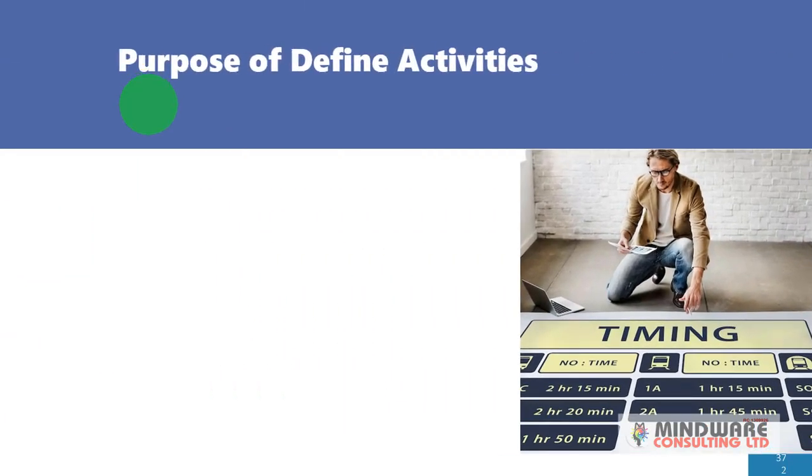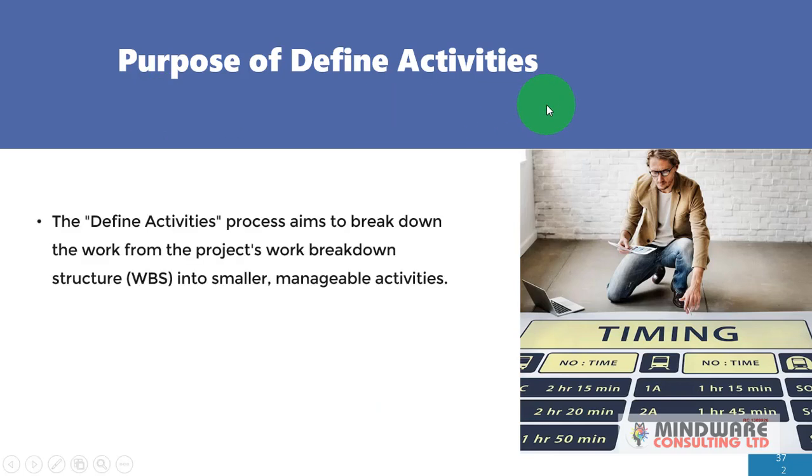So what is the purpose of the define activities process? The define activities process aims to break down the work from the project's work breakdown structure into smaller, manageable activities. So that's the purpose, to break down the project work into smaller activities that you can actually manage independently.